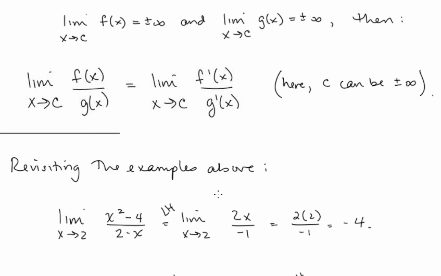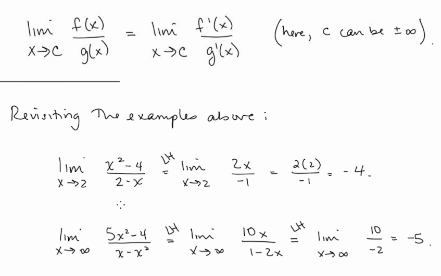So let's take a look at the examples that we saw above. Limit as x goes to 2 of x squared minus 4 over 2 minus x. We plug in 2 and realize that we have 0 over 0. That tells us we can use L'Hopital's rule. So we take the derivative here, that's going to be 2x minus 0, or 2x. The derivative here is 0 minus 1, negative 1. Now we plug in x equals 2, and we get 4 over negative 1, or negative 4. That's the same answer that we had above.